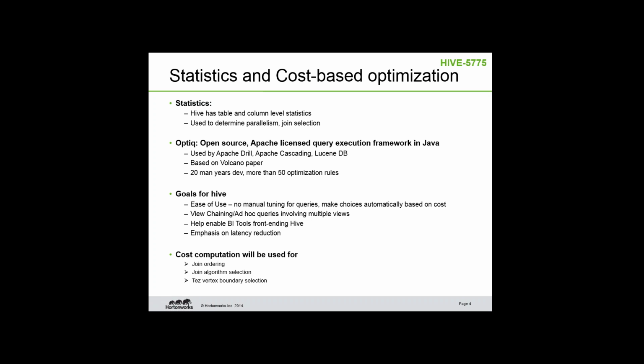Now, what was the goal behind this improvement for Hive? Basically, ease of usage: no manual tuning would be required for queries. Manual choices would be made automatically based on cost, and there could be view chaining, with ad hoc queries involving multiple views, to enable BI tools to front-end more on Hive, and to emphasize latency reduction. The cost computation was also a major milestone to reach, for join ordering, join algorithm selection, and Tez vertex boundary selection.